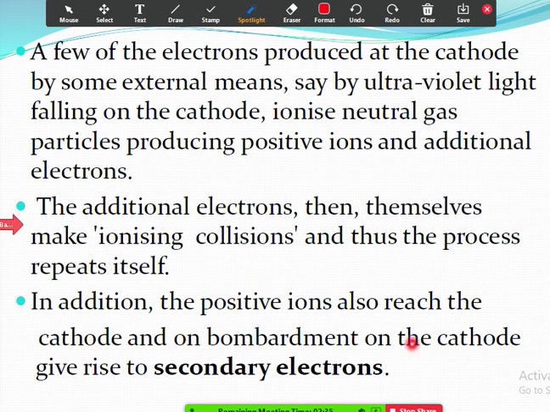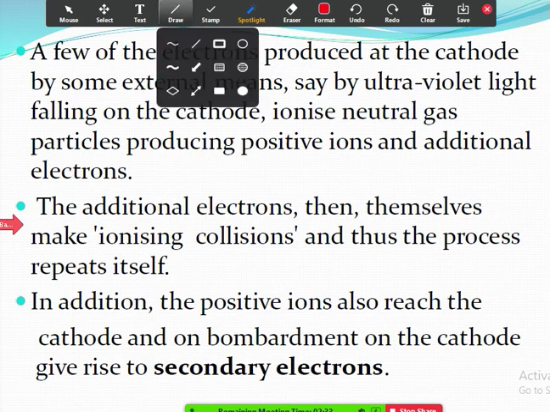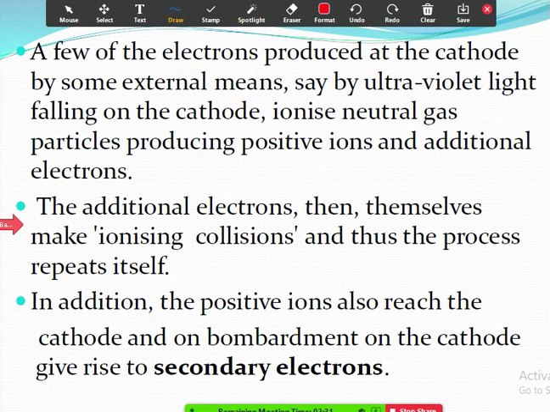This collision will create what? This collision will create electrons plus positive ions, right? This collision process will create electrons plus ions. Only A means it is an atom. If it is A star, that means it is an ion.